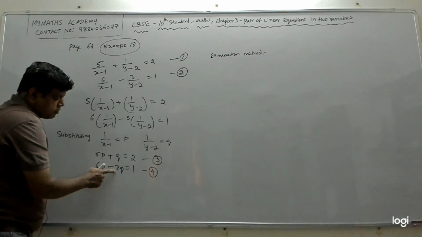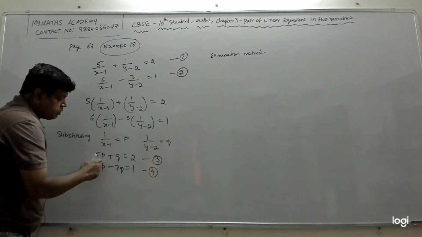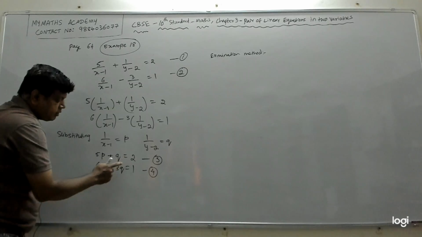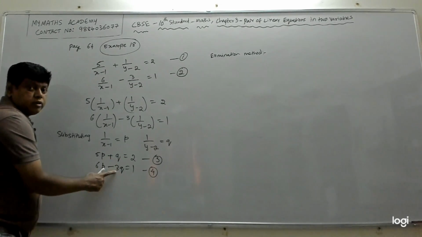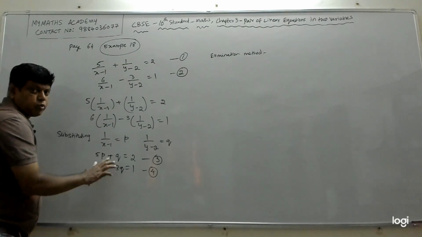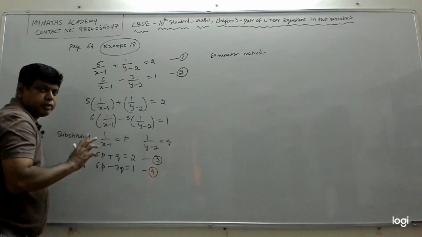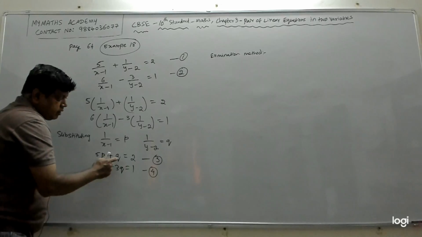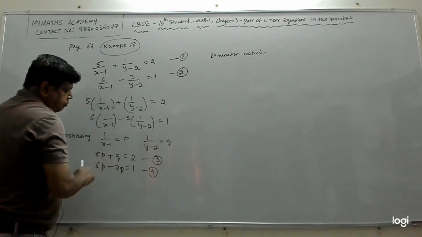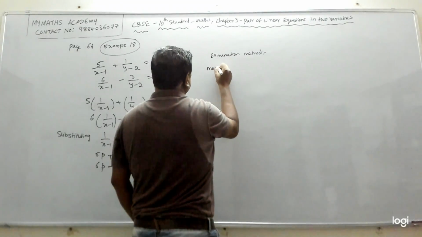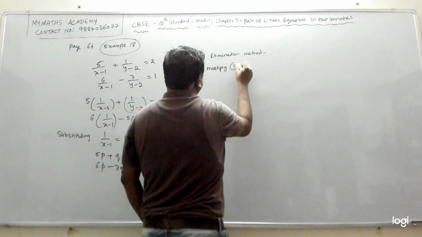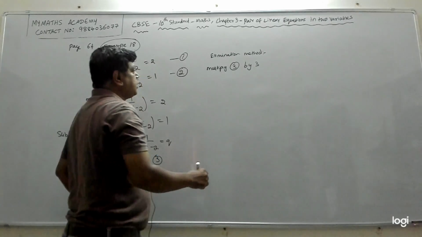Now here you have 3, here you have 1. Suppose I multiply equation 3 by 3, then this will become 3q, and this is also 3q. Here you have minus. Plus and minus is okay. It can have a different sign, but the number should be the same. So if I multiply the third equation by 3, right? So multiplying the third equation by 3, this is number 3.